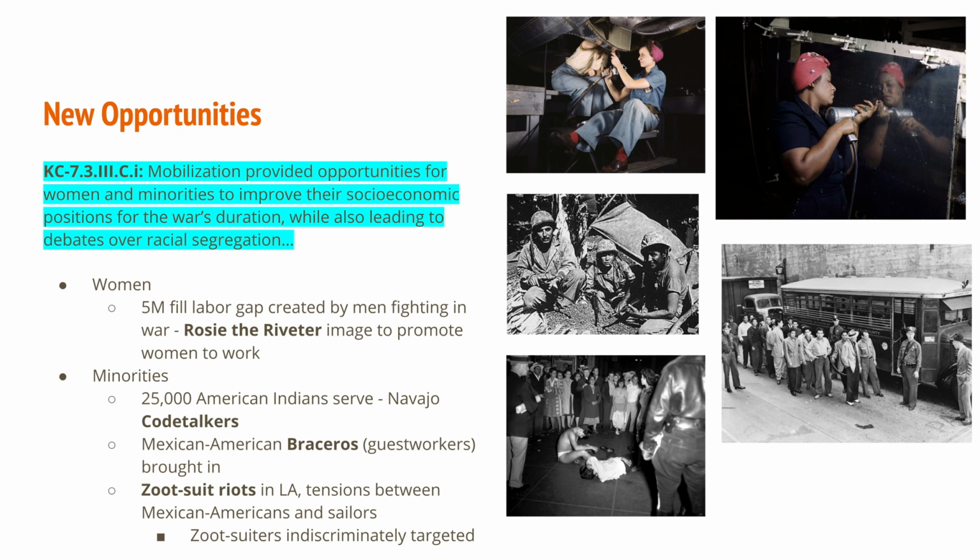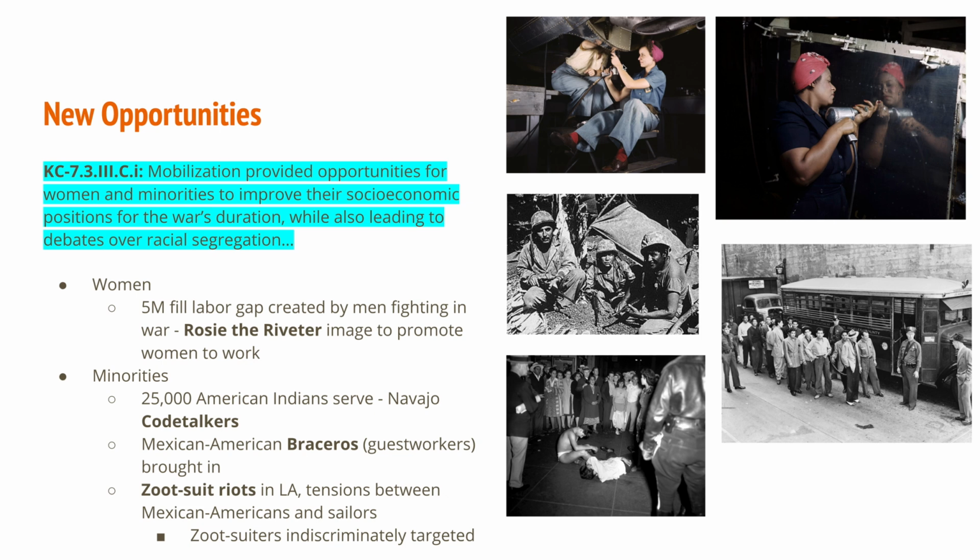A zoot suit is a men's suit which is just really big and oversized, and this became a point of contention with the Mexican American community and especially service members stationed in Los Angeles, because the suit taking up so much fabric to create the look was seen as wasteful in a time of rationing. And so tensions escalated, and at some point there was a fight between some zoot suiters and service members, and then this turned into American sailors going out across Los Angeles targeting anyone wearing a zoot suit, regardless of them having been involved in the original violence.